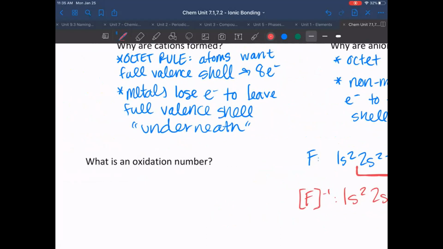But first, I have to tell you what an oxidation number is. Sounds really fancy. All it is is the ion charge. So for the problem that I just did over here, what is fluorine's ion charge? -1. That's how simple it is. Any questions before we do the table on the back?